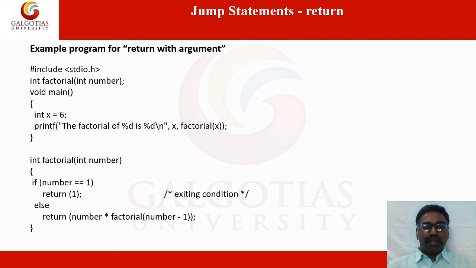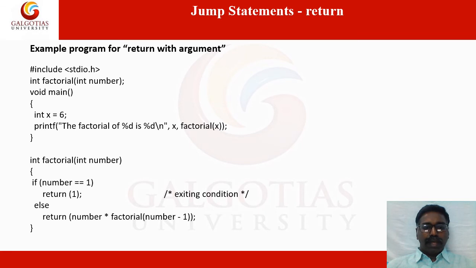We are declaring the factorial function. So int factorial, inside the bracket int number. If number equal to 1, we are going to return 1. This is where we satisfy our given question, return with argument. And if number is not equal to 1, what will we do? We go for the else statement. In the else, return number into factorial number minus 1.